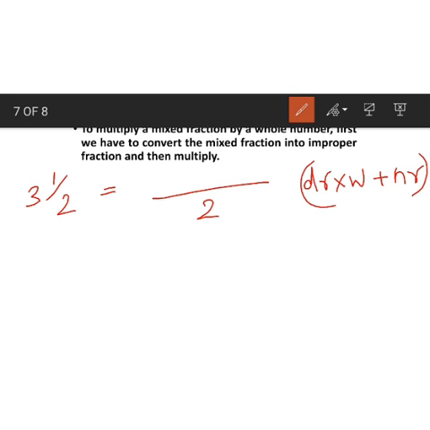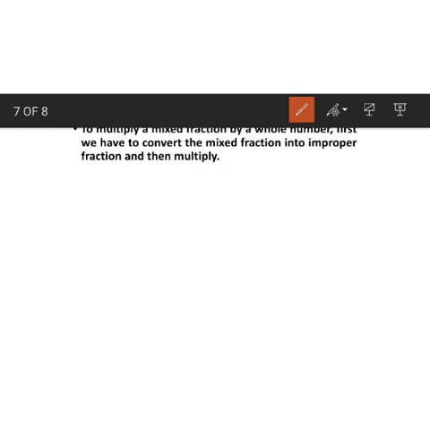So let's do it here. The denominator is 2. It should be multiplied by the whole number. So the whole number is 3 and this should be added with the numerator, and the numerator is 1. So 2 into 3 is 6 plus 1, 7 by 2. 7 by 2 is the improper fraction formed.